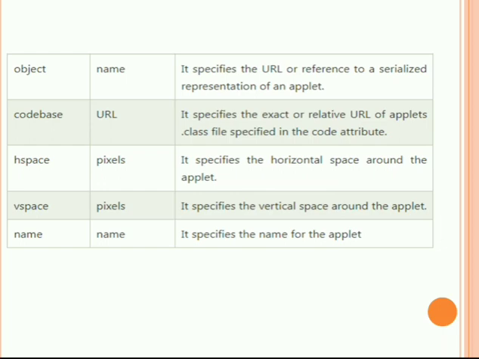Means when we create an applet, we will have mainly 3 attributes. One is code, the name we have just seen, that is for the name of that particular applet, then width and height of the applet. These are the 3 attributes present in the applet tag.